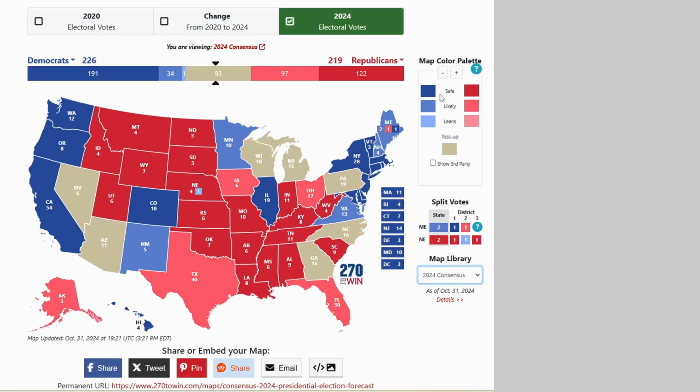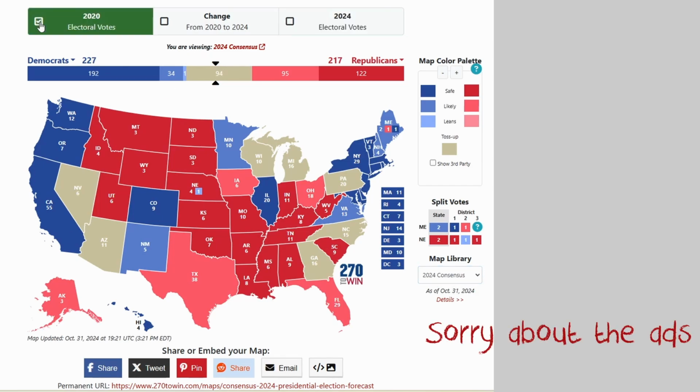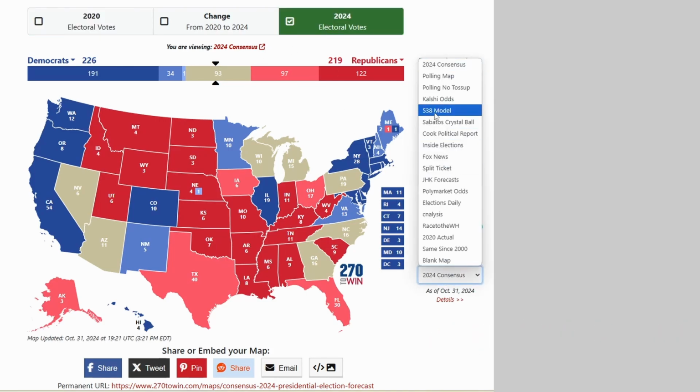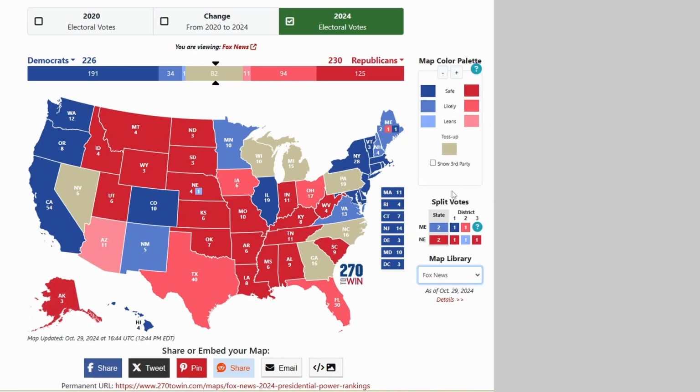We have 2024 consensus. This one's just comparing Democrats and Republicans. It's not really looking at who's voting what. They're just kind of assuming that you're going to vote for your party. We can go over to here, and it will show us what was going on in 2020. All super cool information. Nothing really changed. That's not surprising. Let's look at Fox News. Not much changed compared to the other one. I think Alaska got a little bit more red.